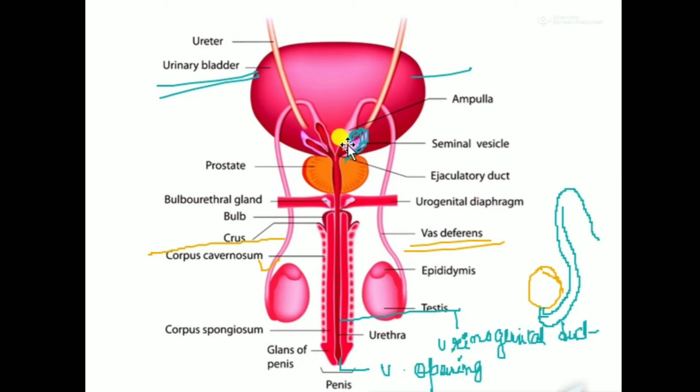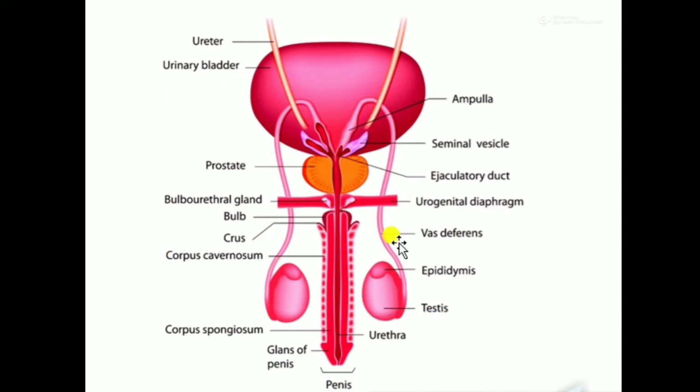This seminal vesicle arises from the ampulla. If you see the structure, this is like vas deferens. When it enters, it forms a bulge. This bulge will arise as a leaf-like structure which is known as seminal vesicle. And the bulge is known as ampulla. This is the ampulla portion. This is the seminal vesicle.